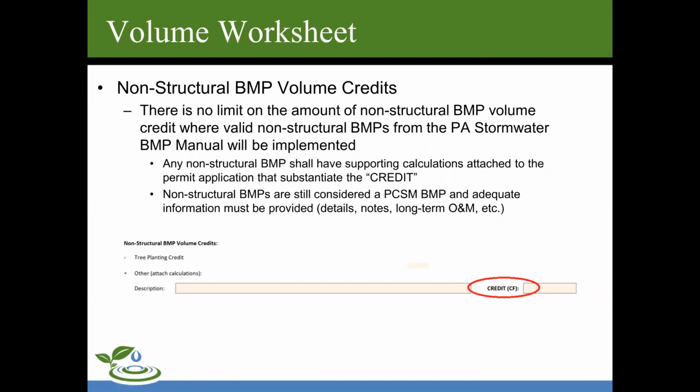In the non-structural BMP section, the user will provide the description of any non-structural BMPs, the credits gained, and provide separate supporting documentation for those credits. There is no limit on the amount of non-structural BMP volume credit where valid non-structural BMPs from the PA Stormwater BMP manual will be implemented. Any non-structural BMP shall have supporting calculations attached to the permit application that substantiate the credit. Non-structural BMPs are still considered a PCSM BMP, and adequate information must be provided.